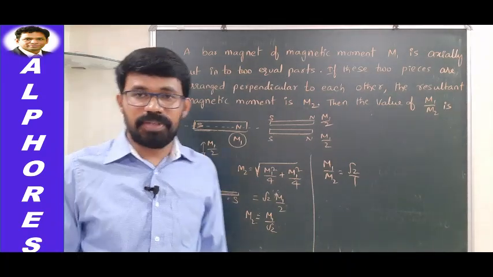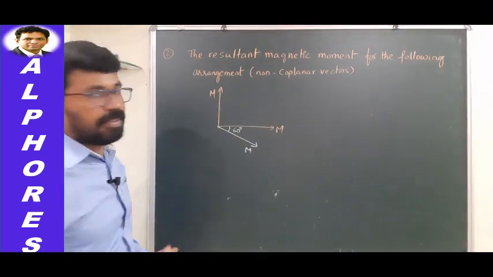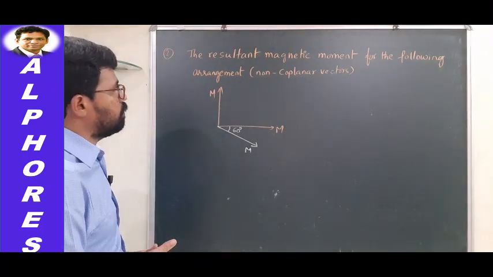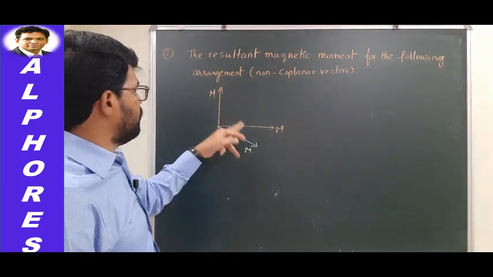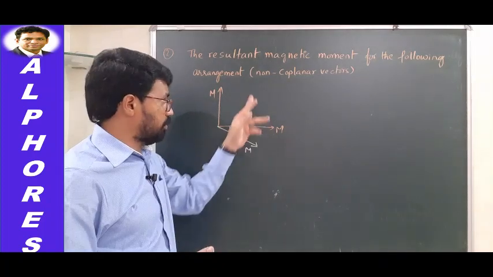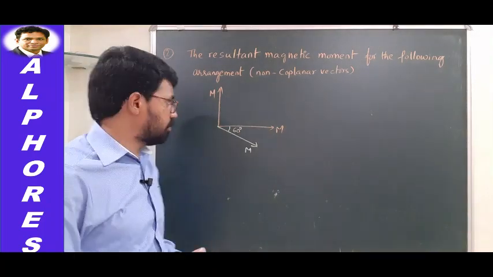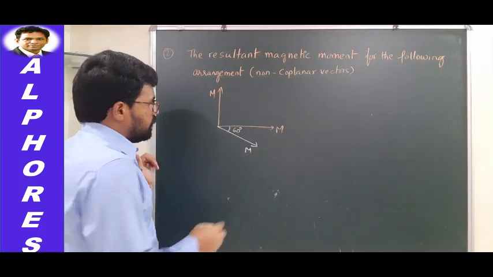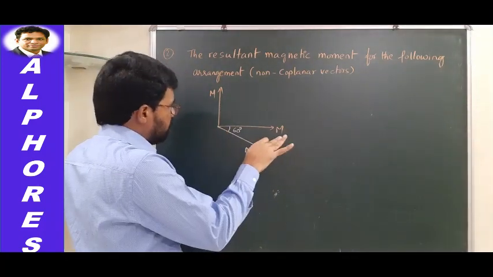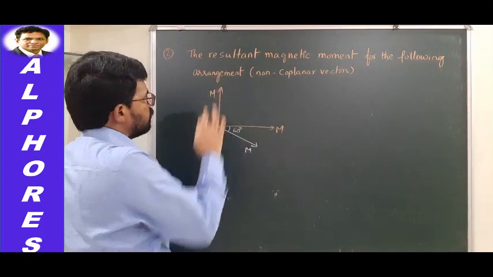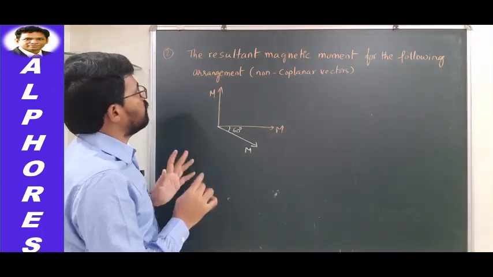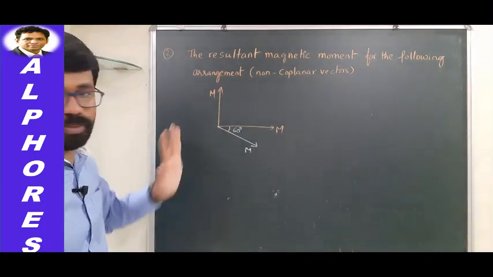So now let us try one more question. Now let us deal with this question. The resultant magnetic moment for the following arrangement. Here 3 magnetic moments were taken. They are non-coplanar vectors. All those vectors are not in a single plane. Here this one and this one are in one plane, and to that plane this is perpendicular. Okay. Normal. So we have to find out the resultant magnetic moment of this arrangement.